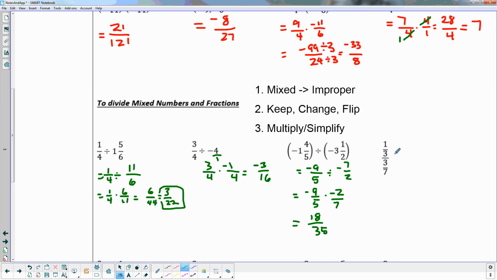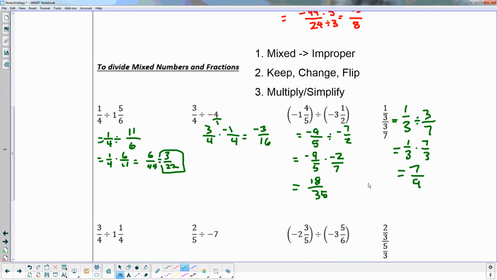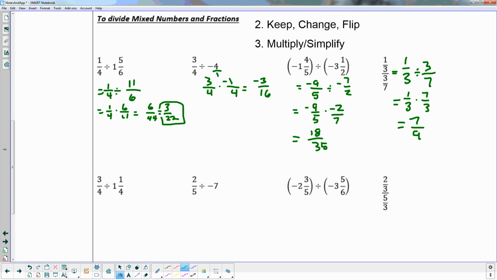This one, same idea, it's just written weird. This is basically saying 1/3 divided by 3/7. So all you have to do is rewrite it that way and then do the same process. I keep, change, flip, and I get 1 times 7 is 7, 3 times 3 is 9. Now, one last time, pause the video, try the problems below.